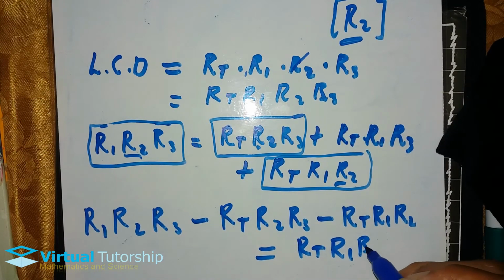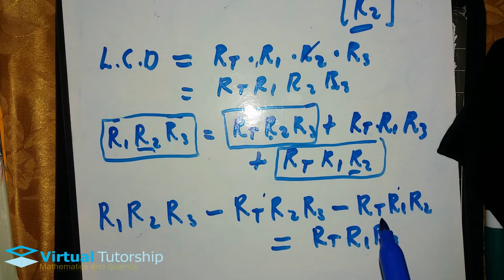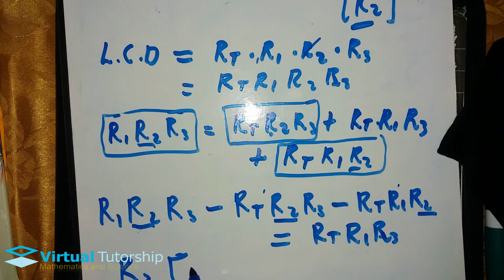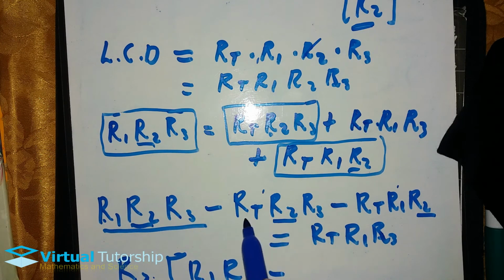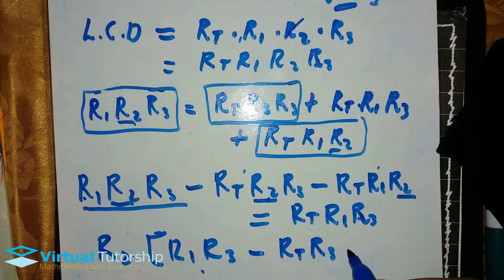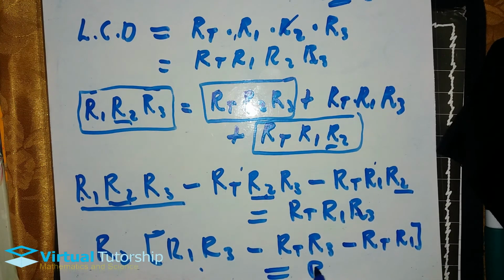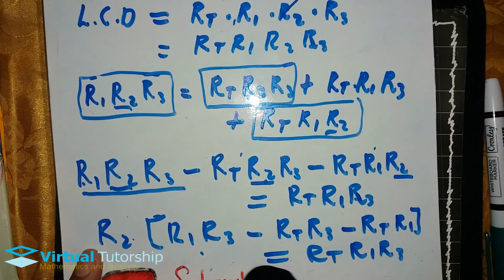This term also I transpose, it arrives as a negative RT, R1, R2, equal to what remains, this RT, R1, R3. Okay, so on the left hand side I have 1, 2, 3 terms, and in these 3 terms what do I have? I have R2 as a common factor. So let me take out R2 as a common factor. Remaining is R1, R3 minus, when I take out R2, R1 and R3 remain. In this term, when I take out R2 as a common factor, what remains is minus RT, R1, equal to RT, R1, R3. Let me rub here.